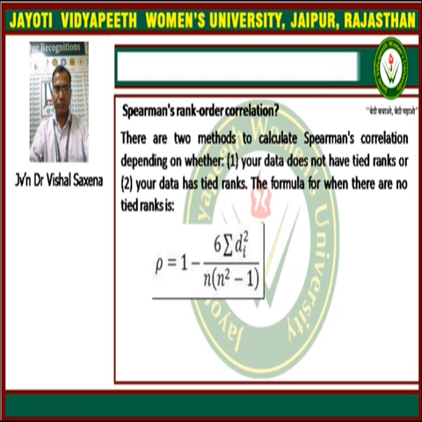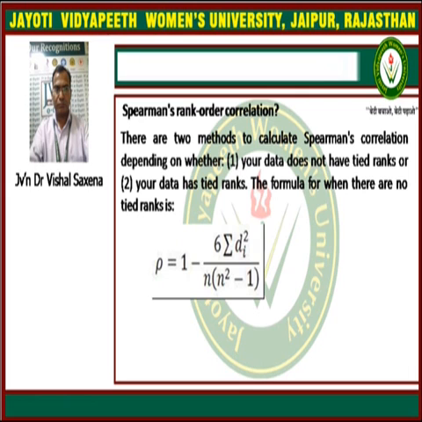Spearman's rank correlation method depends upon the ranks. The formula to find the Spearman rank correlation coefficient, written as rho, is given by 1 minus 6 into summation of di square upon n into n square minus 1, where n means the total number of data, and di represents the difference between the two ranks, rank of x and rank of y. So we can say di is equal to rx minus ry, rank of x minus rank of y.